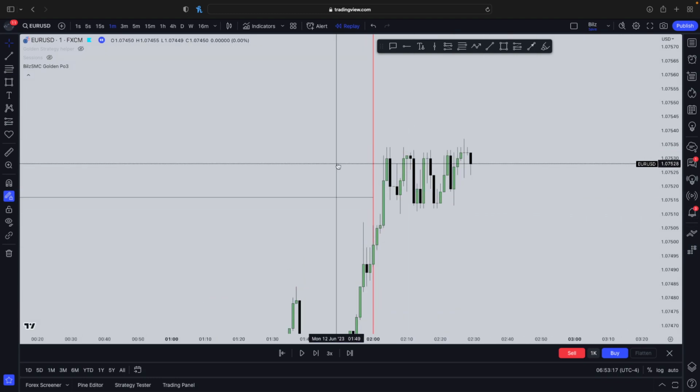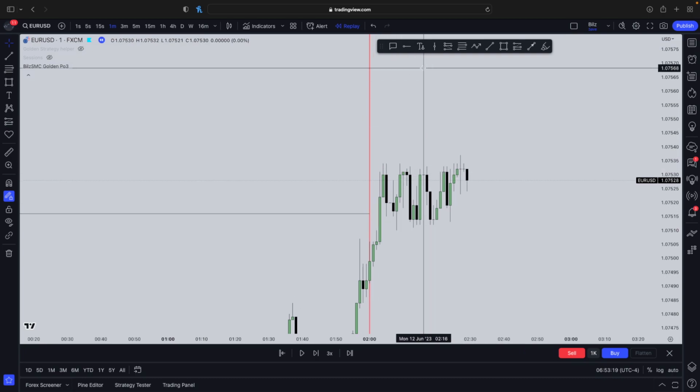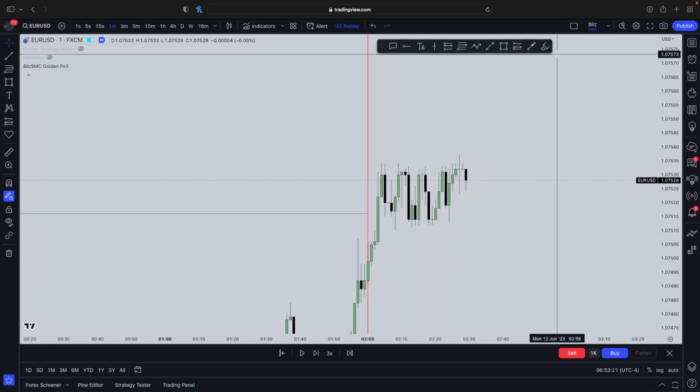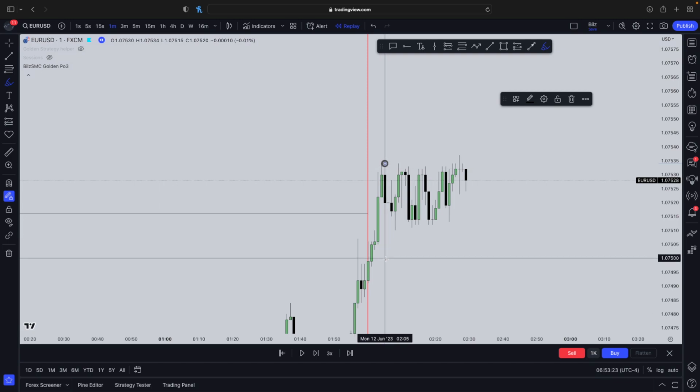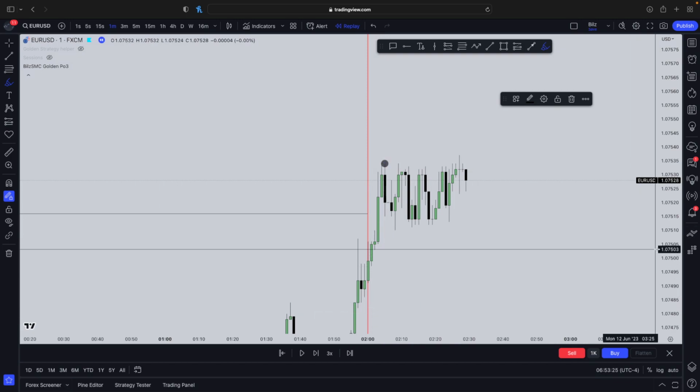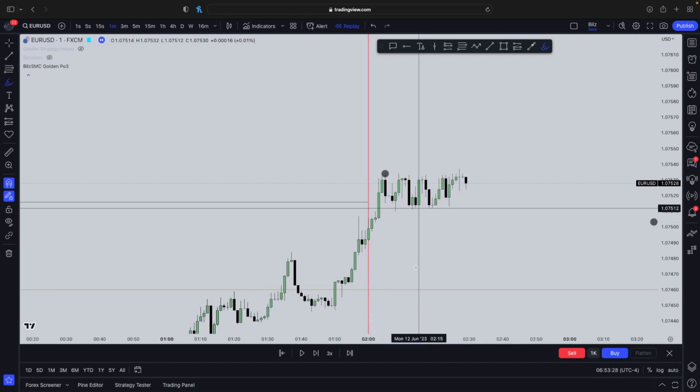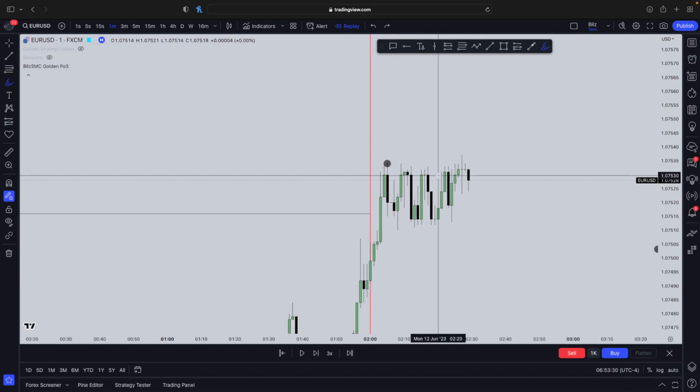So price took out this liquidity high right here, started consolidating. It never formed a market structure shift because price formed this high. Where's the low before price formed this high? The low is all the way over here. That's too far away, okay? So most likely price will not touch that.